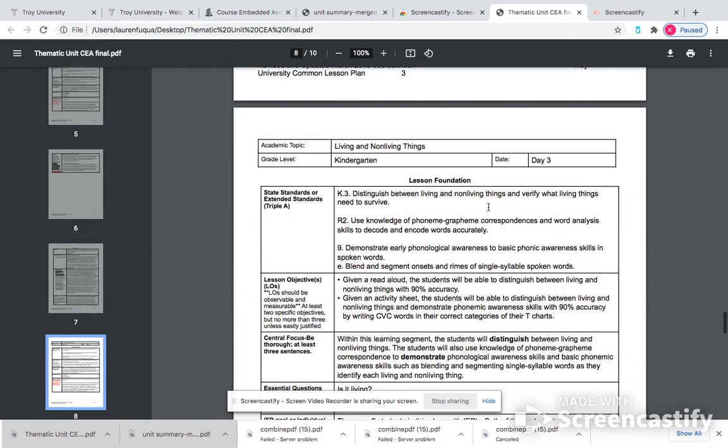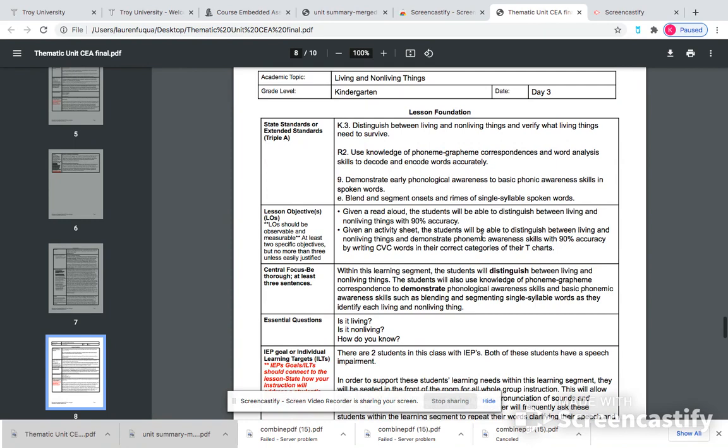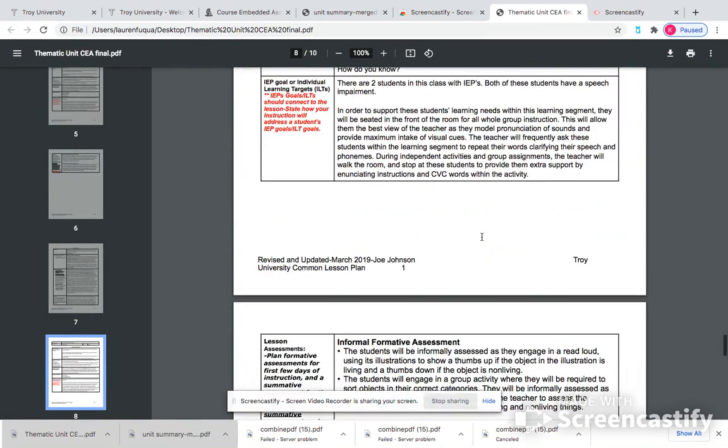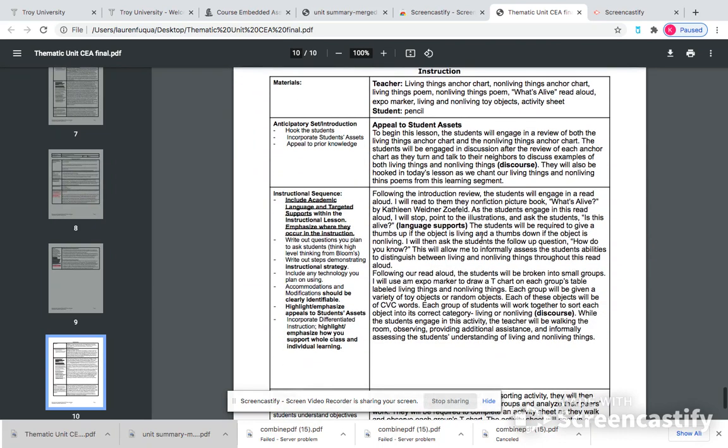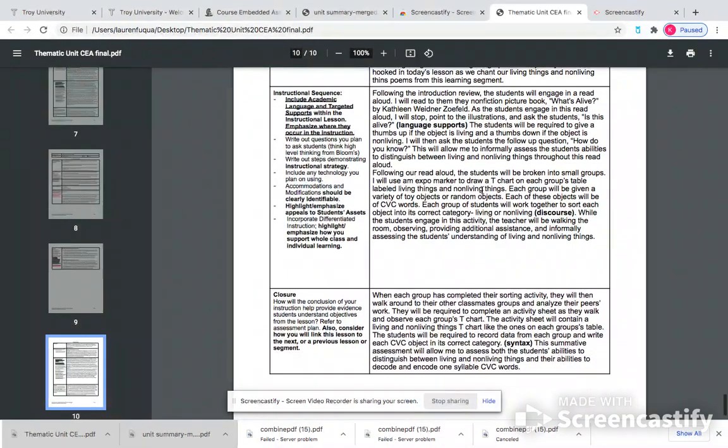Now on day 3, since we talked about living things in day 1, non-living things in day 2, day 3 is kind of an overall review of both of those things. So in the introduction, we'll go over both living things and non-living things. We'll go over both of those anchor charts, and they'll get to turn and talk to their neighbors, discuss examples that we've gone over in this lesson, in this unit, and get to recite their poems again.